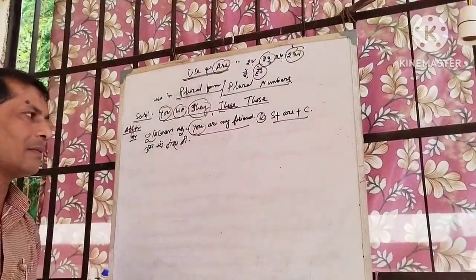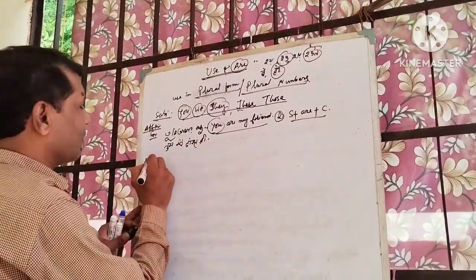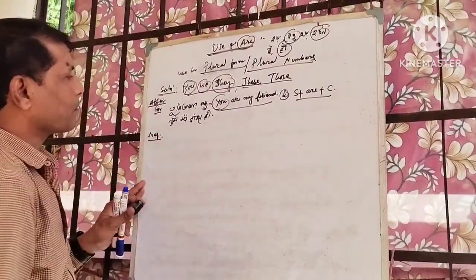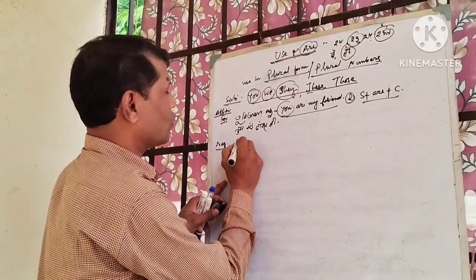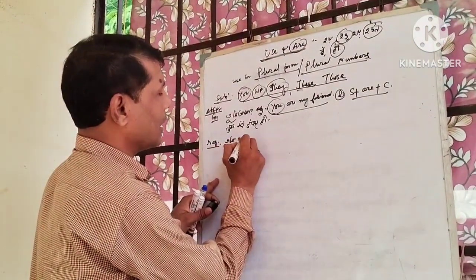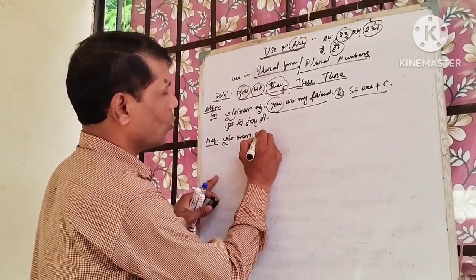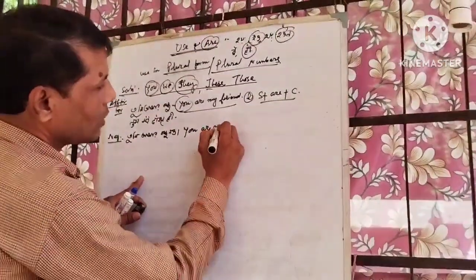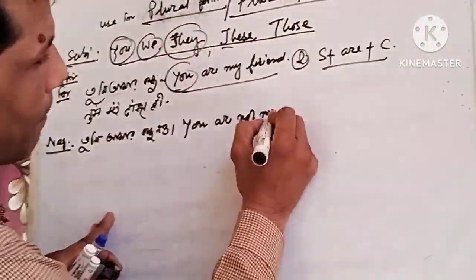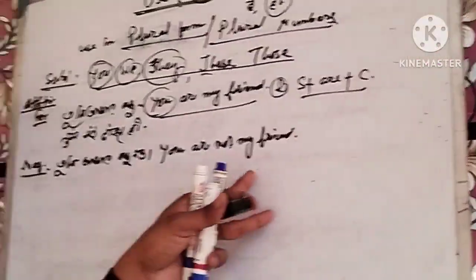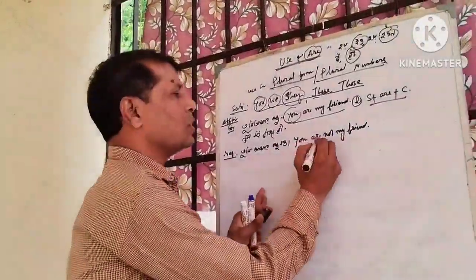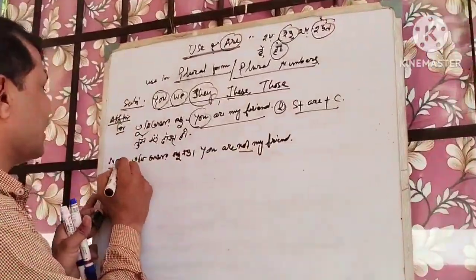Same sentence, negative. Let's go to negative. You are not my friend. Clear? Is it clear or not? You are not. You use not. It's a negative sentence.